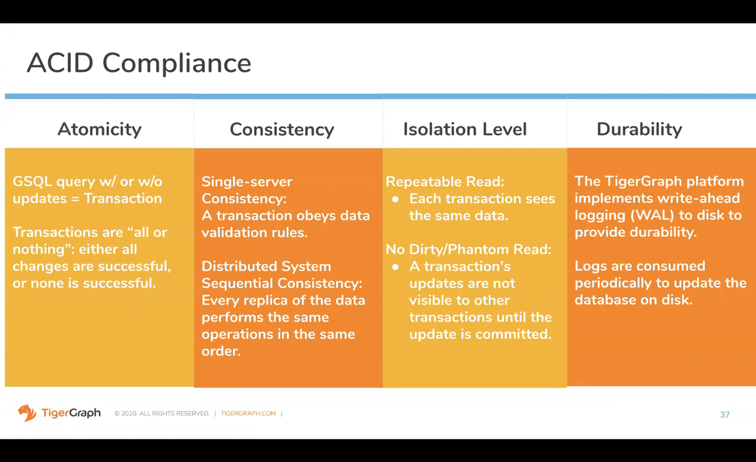Moving on to isolation level, we have very strong isolation. We guarantee repeatable reads because each transaction sees the same data within that transaction. If you read something at the beginning, read something in the middle, read something at the end, if you haven't made any updates, you're going to be reading the same data. No change there. And no dirty or phantom reads. If one transaction makes some updates, other transactions are not going to see those updates until they're officially committed. So we have strong isolation there.